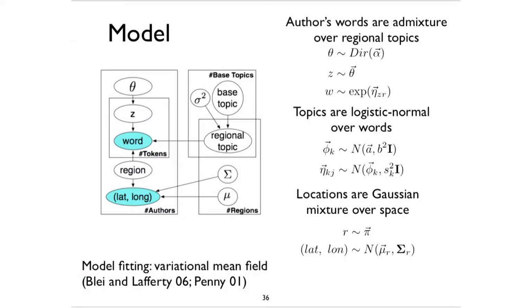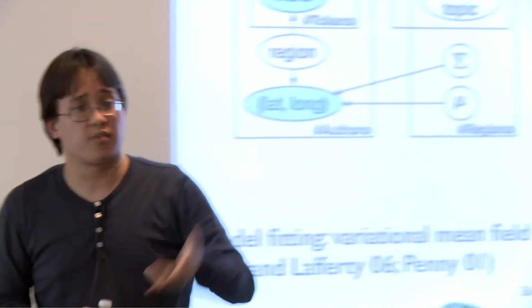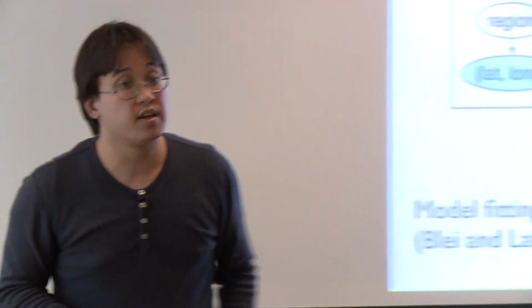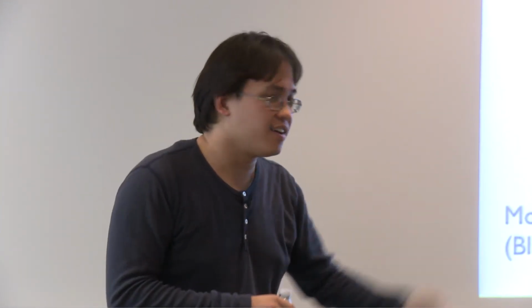I'm going to go through this fast because I think it might not be as interesting. And then authors' words are an admixture, which is what topic models are, over regional topics. Regional topics come from base topics, and they're linked to particular regions. The idea here is that there are base topics, like you might talk about sports, you might talk about food. Then in different regions in the United States, there might be specializations for it. So when you talk about food in California, you say the word sprouts a lot. When you talk about food in Chicago, you say something else a lot. That's a perturbation in the probability space. And so we use something called a logistic normal distribution to do this, and we do Bayesian model fitting with variational methods.